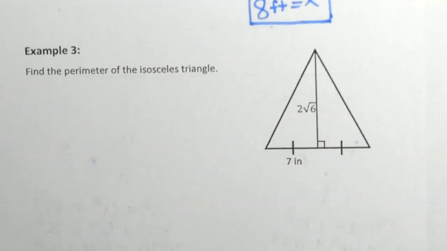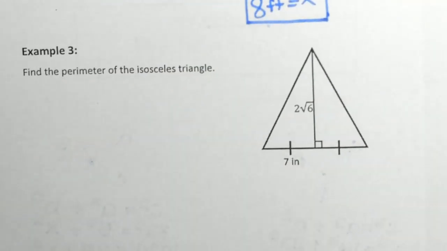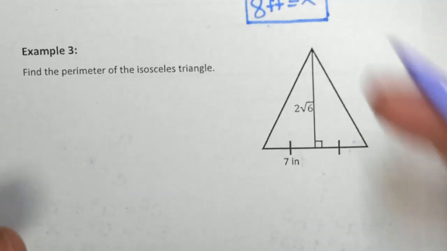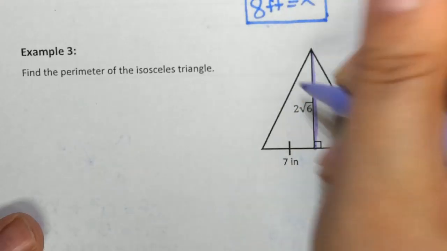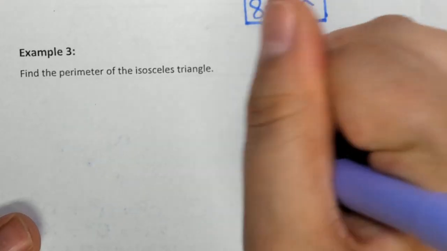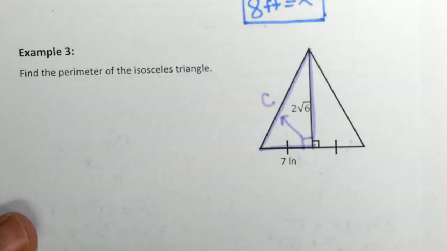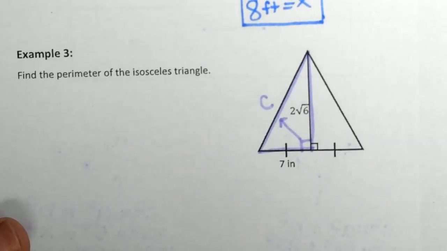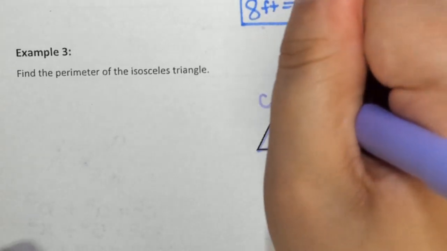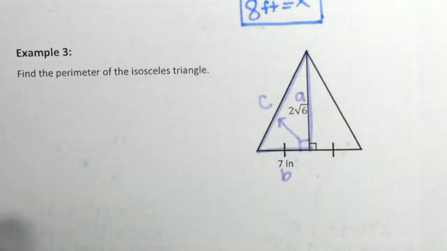All right. Number 3. A little bit more complicated. How do I find the perimeter of this isosceles triangle? First you have to do the thing to find C. I'm going to have to find my C value first. Does it matter which one's A and which one's B? No, I'm going to make that A and that B.